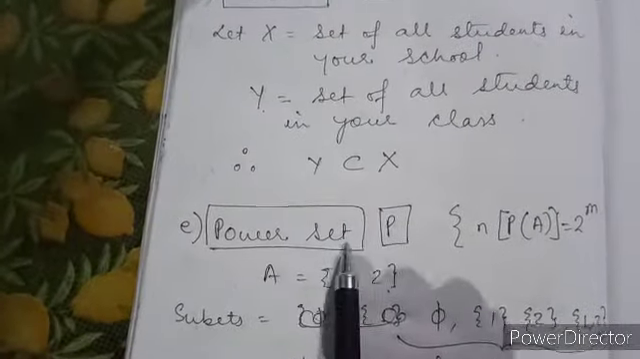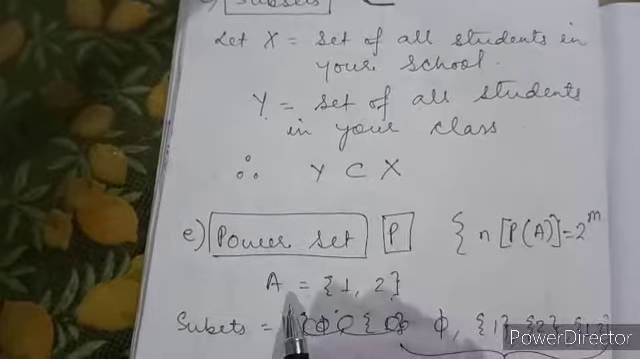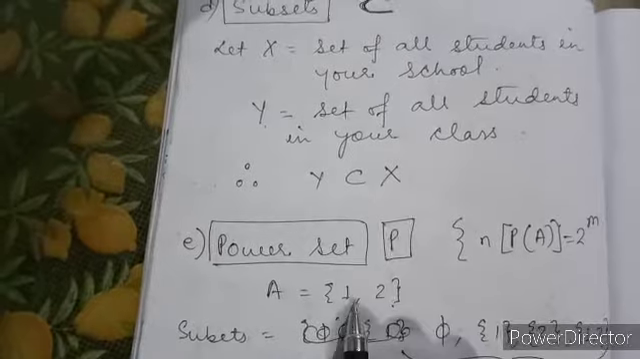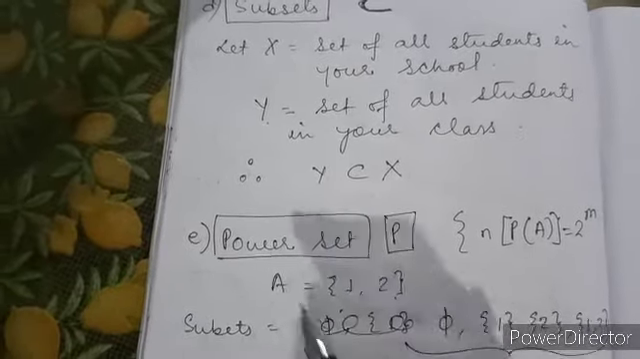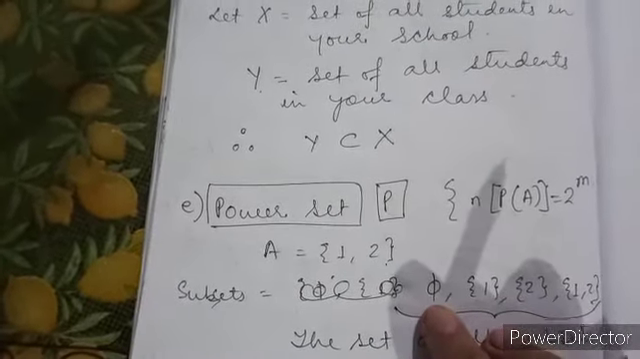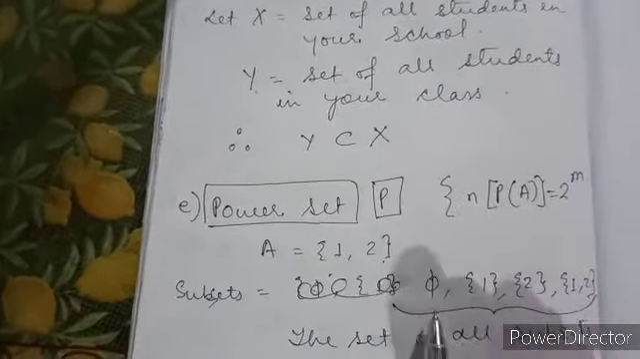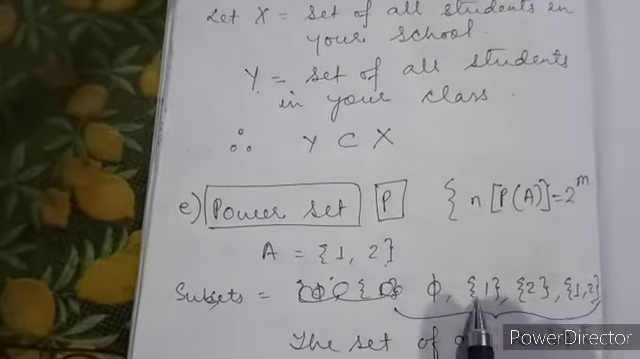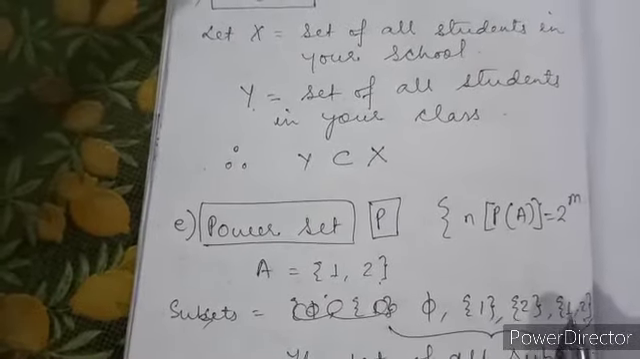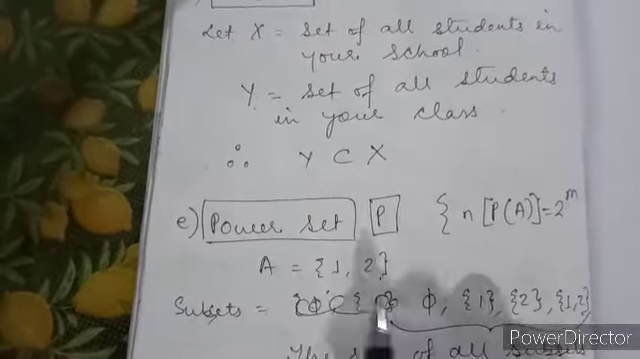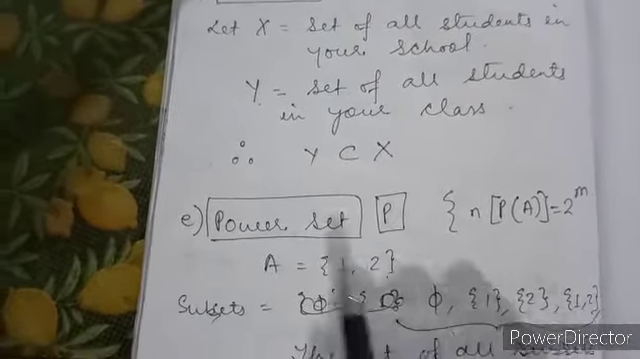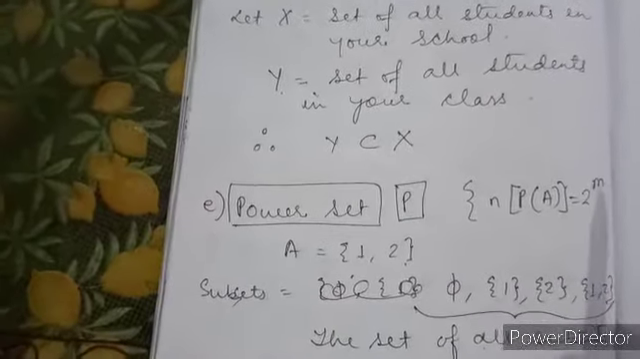Next is the power set. Power set is denoted with a capital P. Suppose I define a set A where the elements are 1 and 2, and I want you to write the subsets. The first subset is the empty set, which is not written with elements inside the curly brackets and is always written like this. Next comes the single element 1, then the single element 2, then altogether 1 and 2. So how many subsets are there inside this set? 4. And when you write these subsets together, that is known as the power set of that particular set.